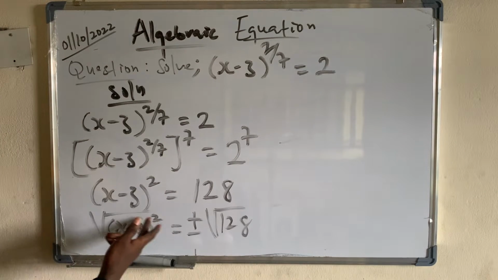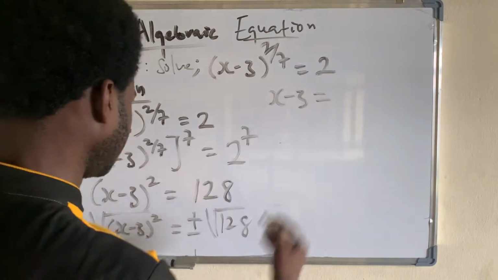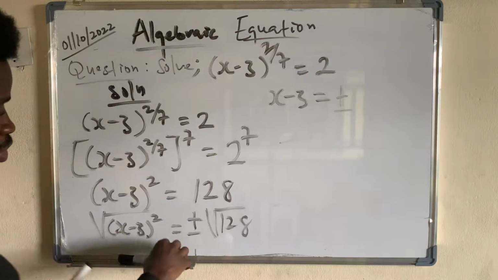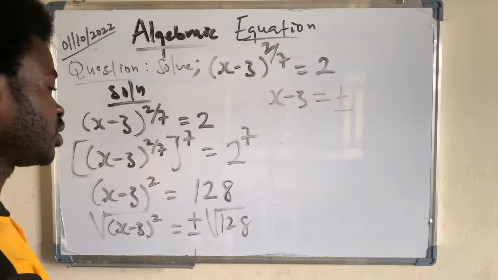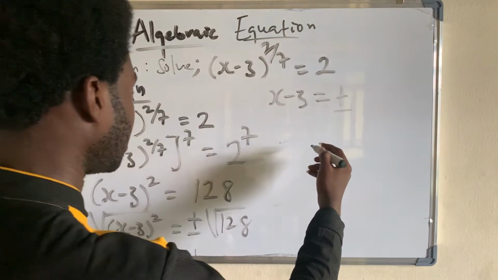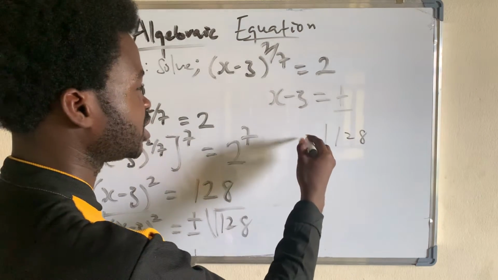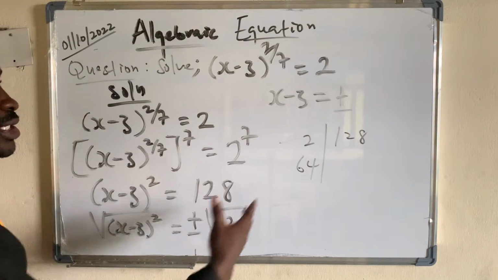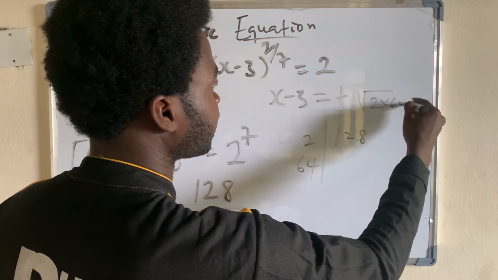Okay, so we know that the square root eliminates this square, so that we have x minus 3 is equal to plus or minus. Here we cannot get a perfect square for this. The square root of 128 will not be a perfect number that way. So what we do is, you know that two values can give us 128. You know that 2 by 64 will give us 128. So that implies that I can write this as square root of 2 by 64.